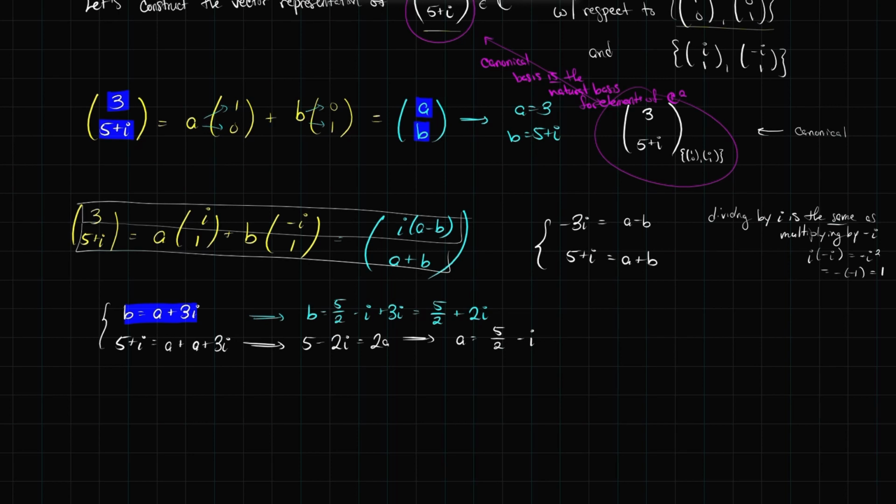That gives me my vector representation, right? So my vector representation is the vector a over b. So the vector representation in this new space is a, which is 5/2 − i, and b, which is 5/2 + 2i. And this is with respect to my modified basis, (i, 1) and (−i, 1). And so there's the vector representation with respect to a new basis, and it's not quite as pretty as the original one, but like I said, we're going to see in the future that it's quite useful to be able to transfer between the two of them.